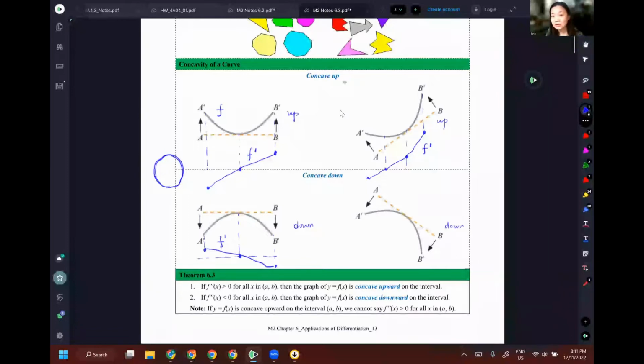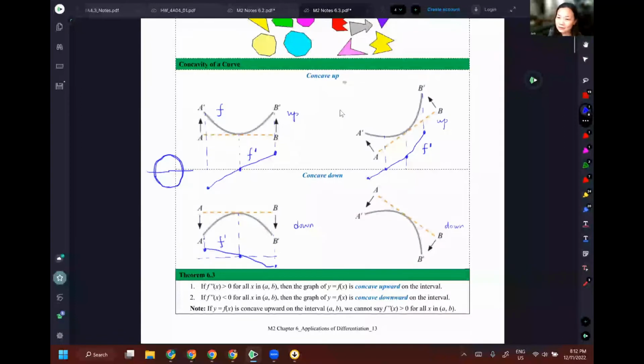But concavity is not a geometrical concept, because the upper half of the curve is concave down, and the lower half of the curve is concave up. You see, because for the upper half, the derivative is decreasing. For the lower half, the derivative is increasing. Here, I'm talking about from the left to the right. I always talk from the left to the right when I say decreasing, increasing. You know what I mean?